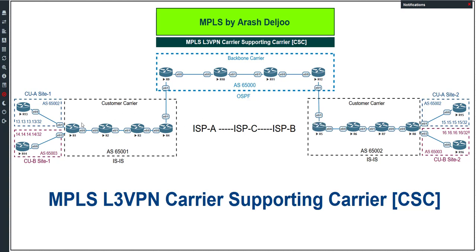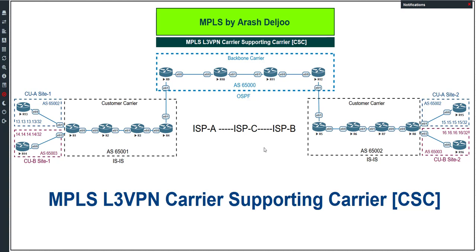After that, you will have connectivity between R1 and R8. You can configure VPNv4 between them, and finally you will have connectivity between the customer sites, for example, customer A site 1 and customer A site 2, and also B site 1 and B site 2.